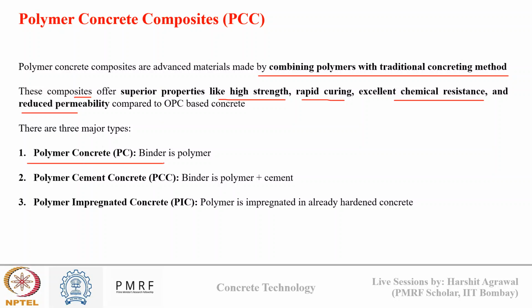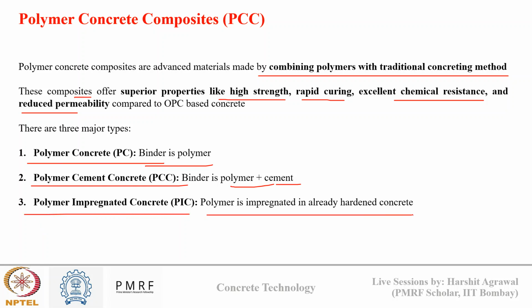There is polymer concrete, where instead of cement as a binder, we have polymer as the binder. Then there is polymer cement concrete, where both cement and polymer are binders. And then there is polymer impregnated concrete, where polymer is impregnated into hardened concrete. Now, what do we mean by polymer? Polymer is generally a resin plus hardener system. Okay, so these are epoxy based materials which have high strength, which are added in concrete.